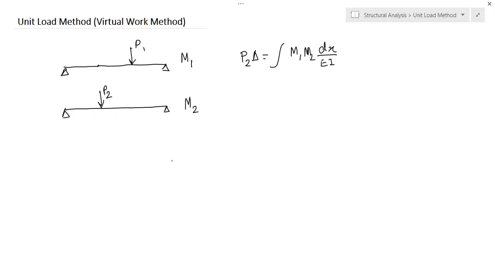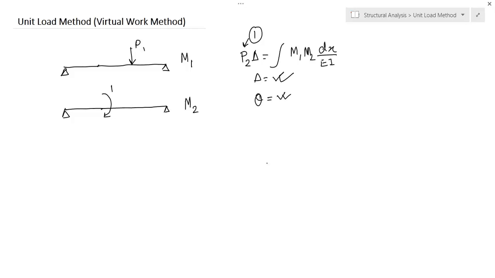Now, if you put P2 equal to 1, then you get the deflection. That's why this method is called the unit load method. If you want to get the slope at that point, then you have to apply a unit moment there. Then you get the slope at that point.